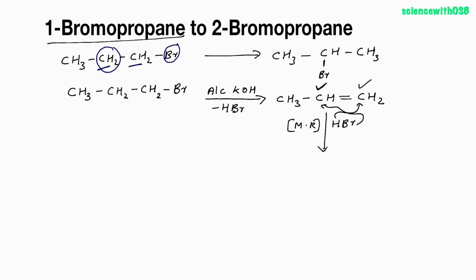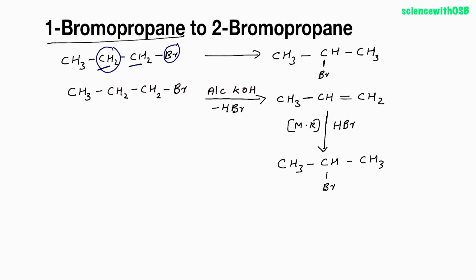So what will you get? You will get CH3, CHBr, CH3. Correct, right? So we start from 1 bromopropane and end with what? 2 bromopropane. So on the first step, to remove hydrogen and bromine from adjacent carbon, we use alcoholic KOH.